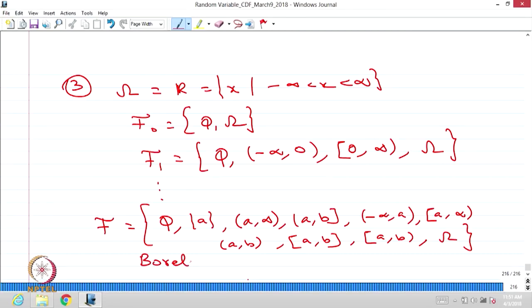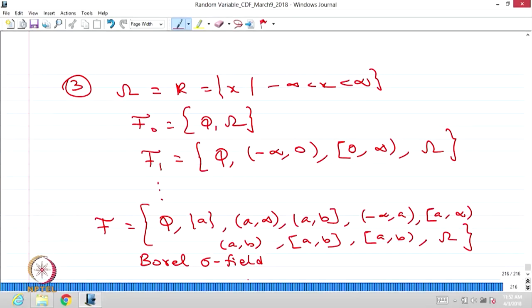There is a special name for this sigma field, that is called the Borel sigma field. This is a Borel sigma field on the real line. Suppose I have an omega which is not the whole real line, it is in the sub-interval 0 to 1, closed interval. Then you can always create an F which is a Borel set on the real line intersected with 0 to 1. You don't need to use whatever Borel sigma field you created on the real line. Suppose your omega is a sub-interval between minus infinity and infinity, then you can always make a sigma field on omega, which is a sub-interval of the real line, by intersecting that interval with the Borel sigma field.